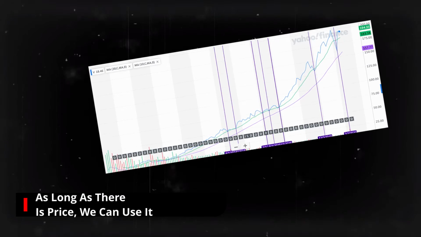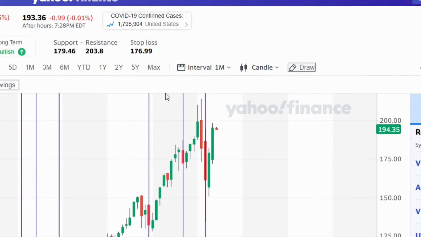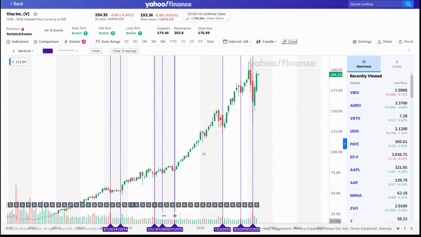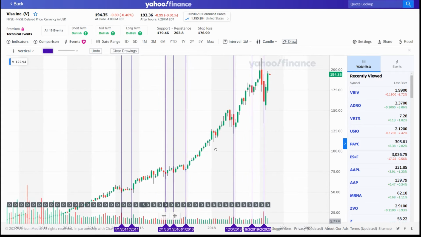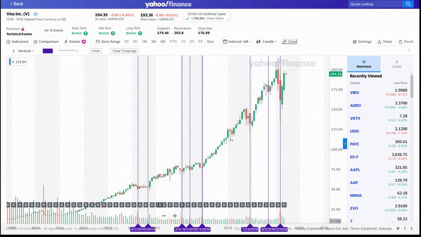Okay, let me explain the rules for using two moving averages. First, we're going to use this in the higher time frames. This one is the month chart. Reason being is because indicators are lagging, and most of the time indicators work better on higher time frames. This is Visa's 1 month chart. In later videos, I'll teach you how to find and pick trending stocks like this.